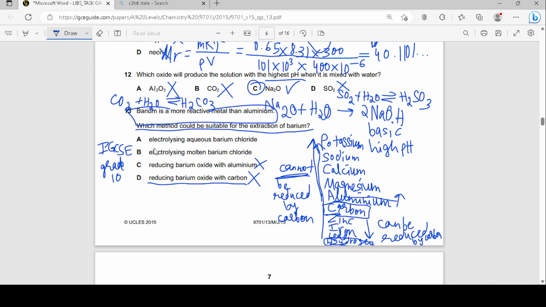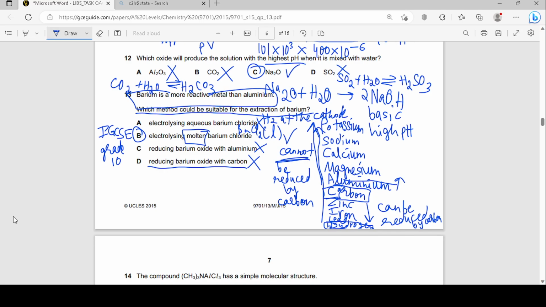So if you electrolyze aqueous barium chloride, because barium is above hydrogen in the reactivity series, you will get H2 at the cathode, which you don't want. You want to extract barium, right? So this is not a viable method. You need to electrolyze molten barium chloride. So it will be BaCl2 liquid, not aqueous, liquid. So my answer is B. I hope that makes sense. Next question.